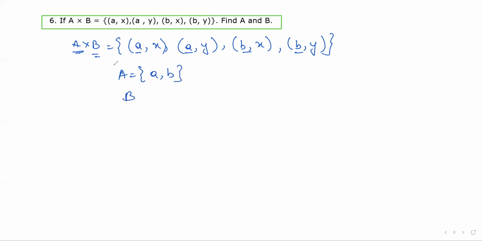B is the second value of the Cartesian product. So it will take the second value of your ordered pair, X comma Y, which is your required answer.